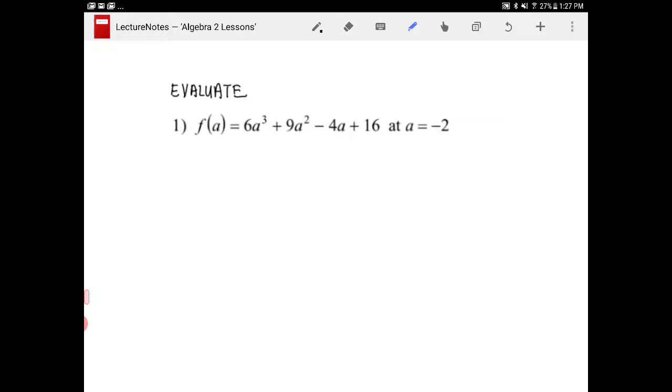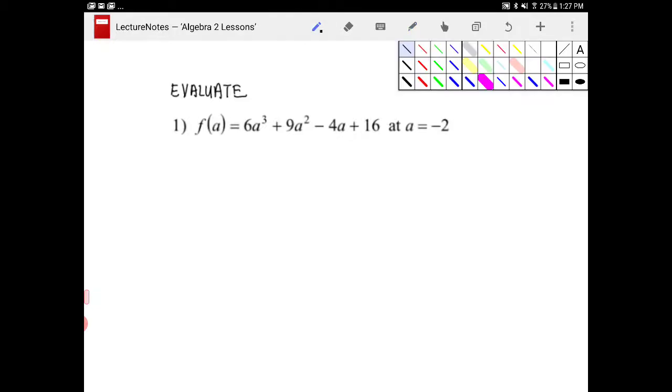Okay, so what we're going to do, instead of evaluating this by replacing a with -2, we are going to try and apply synthetic division, or synthetic substitution. So f of -2, if I go through this, is going to equal the remainder. So if that's the case, then all I got to do is do 6, 9, -4, and 16, right?